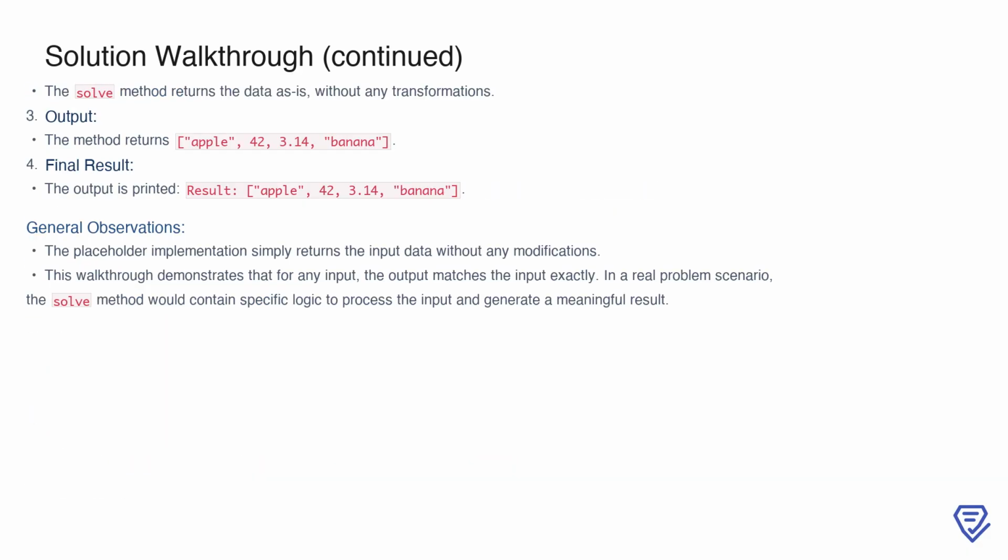Next, in example 3, we have a more complex input that includes mixed data types: a string, an integer, a floating point number, and another string, represented as apple, 42, 3.14, banana. The solve method is called with this input, and again, no modifications are made to the data. The method directly returns the same list as the output, which is then printed as apple, 42, 3.14, banana. These examples collectively demonstrate that the current implementation simply returns the input as is, regardless of its contents. In a real-world scenario, the solve method would include logic to process the input meaningfully and produce a computed result.